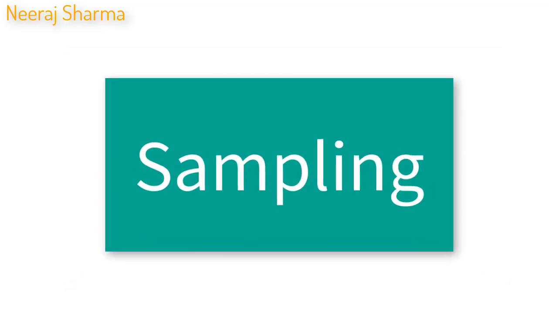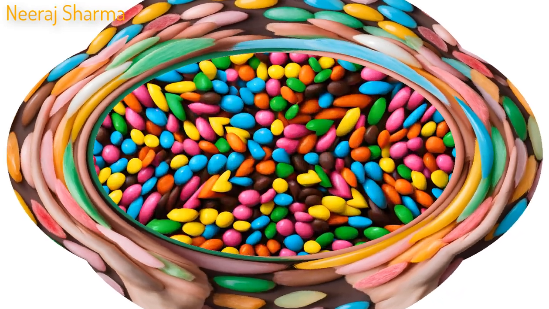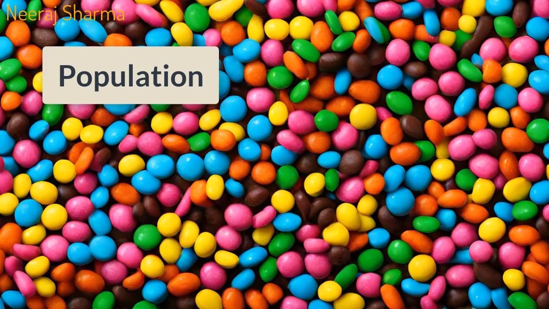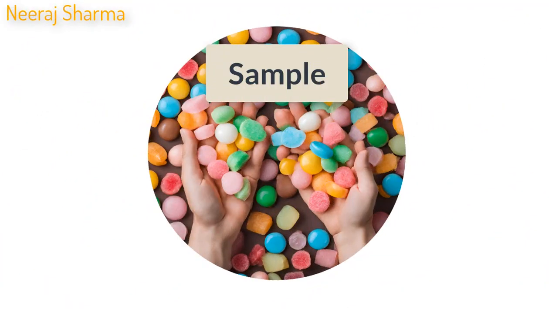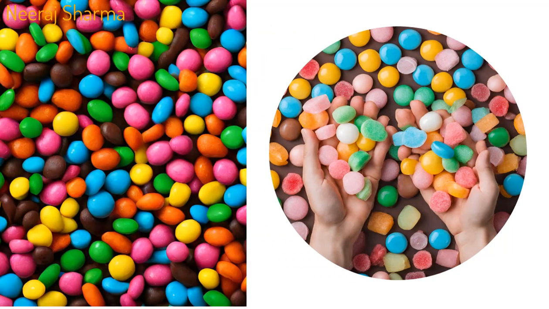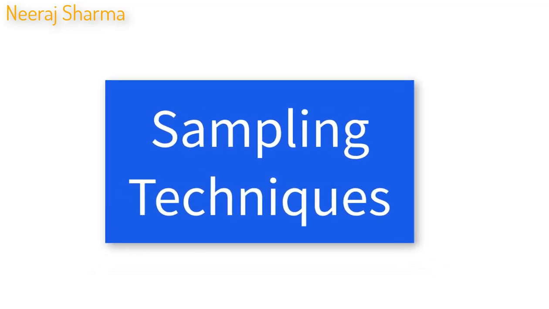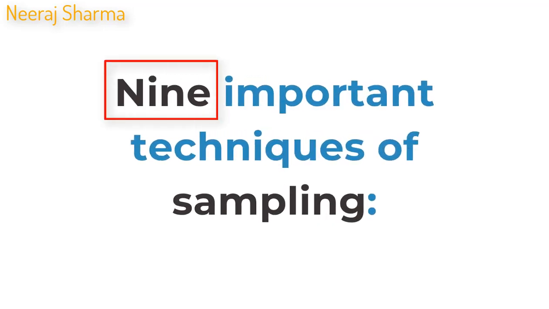Sampling in statistics is selecting a subset of individuals or items from a larger group, known as the population. This subset, called a sample, is chosen to represent the entire population in order to make conclusions or inferences about the population as a whole. There are several techniques of sampling in statistics, each with its own advantages and appropriate use cases. Here are 9 common techniques of sampling.